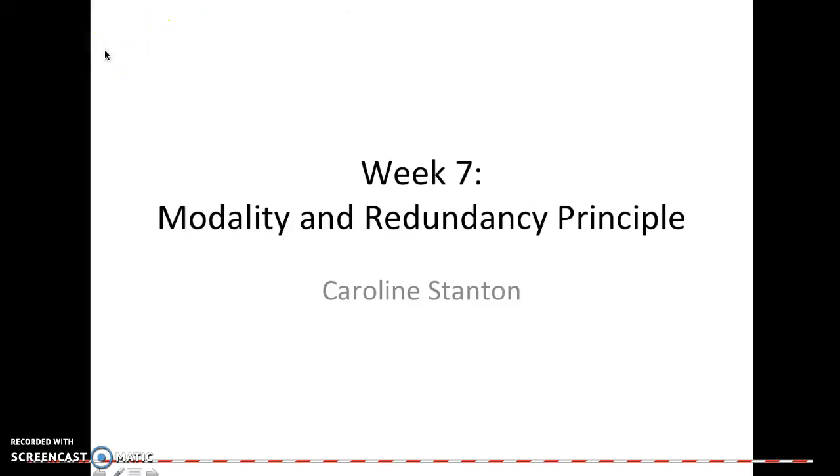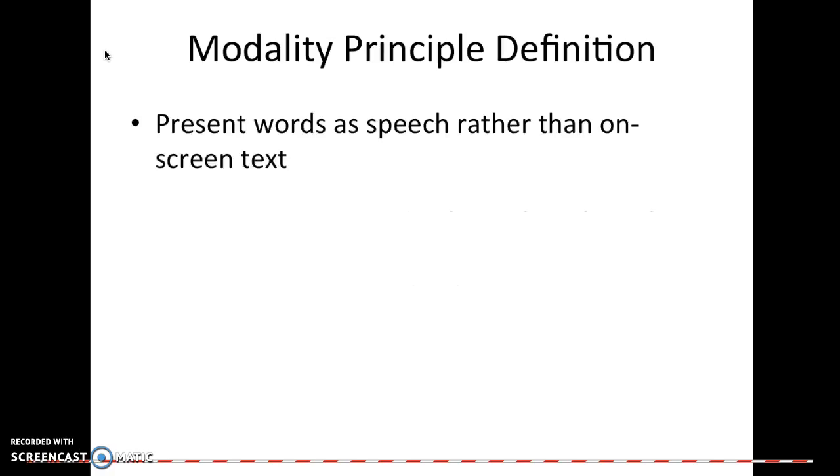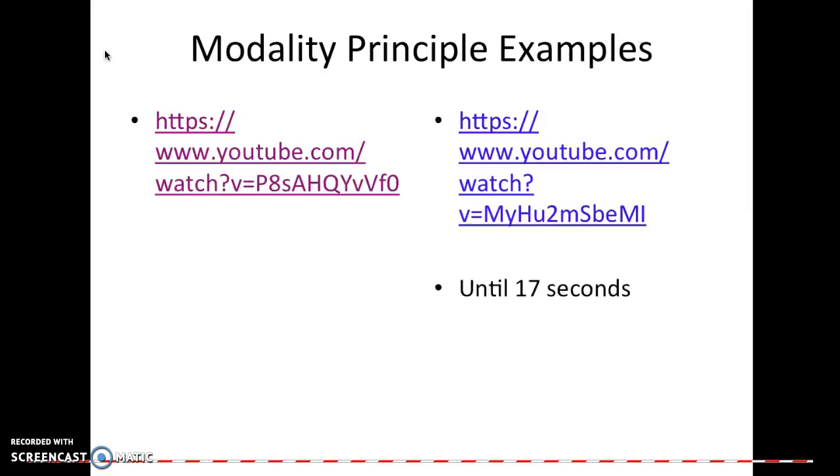Okay, so this week I'm going to discuss modality and the redundancy principle. So the modality principle presents words as speech rather than on-screen text. I'm going to show you my first example.